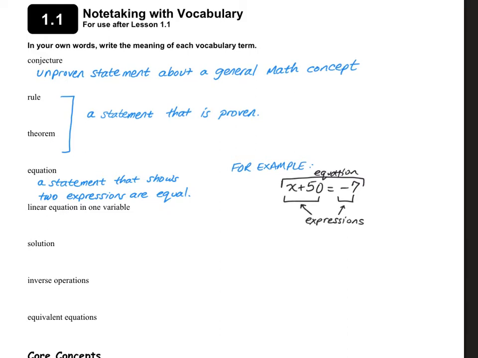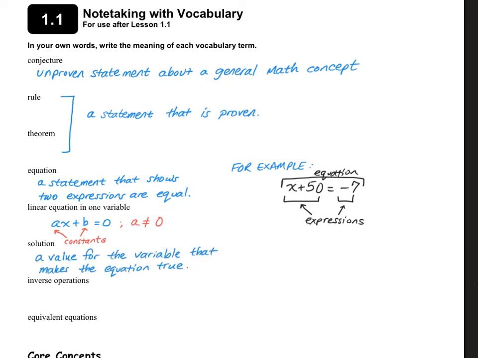A linear equation in one variable is an equation that can be written in the form ax plus b is equal to 0, where a and b are constants and a cannot equal 0. A solution is a value for the variable that makes the equation true. Inverse operations are two operations that undo each other. And equivalent equations are equations that have the same solution.